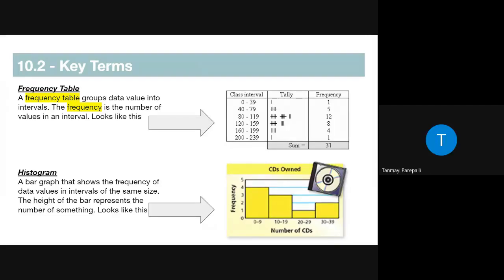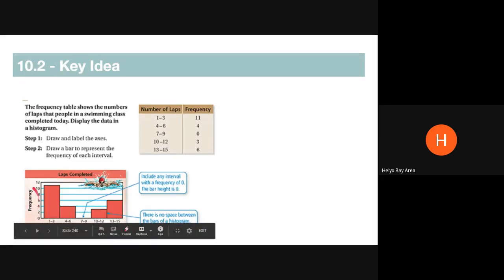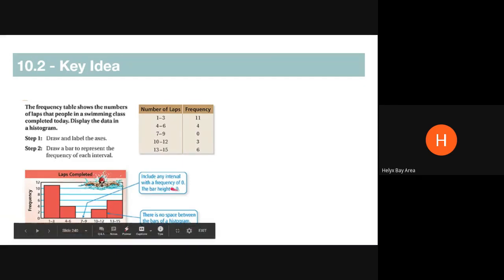Yes. Okay. So key idea. Our frequency table shows the number of laps that people in a swimming pool have completed today. Display the data in a histogram. Okay, so step 1, draw and label the axis. So one axis is the number of laps that they completed, and frequency is the number of people that completed these certain gaps. So include any interval with a frequency of 0, right? The bar height is 0.